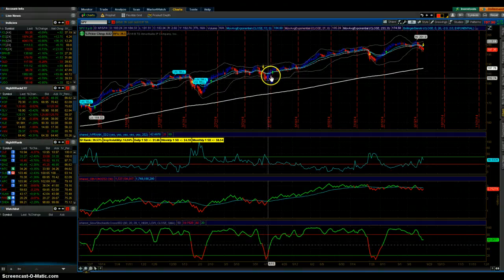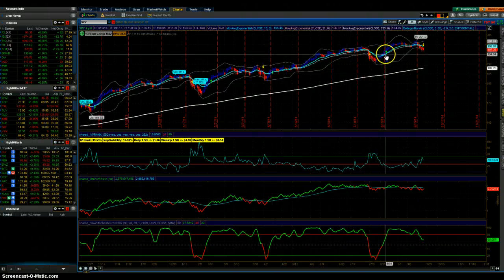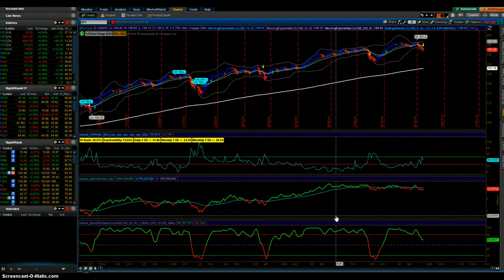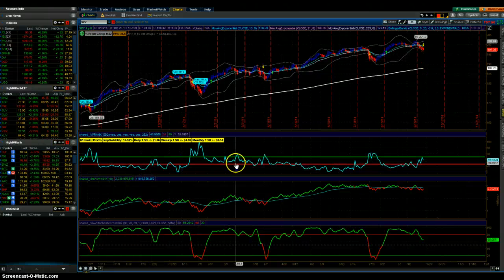Then you wouldn't have gotten back in here, and you waited. You would have gotten up into here. Same thing, right? You could have gone in here, and you just waited and got out to here. You would have made money 100% of the time. Okay, that's direction. That has nothing to do with volatility. All right.